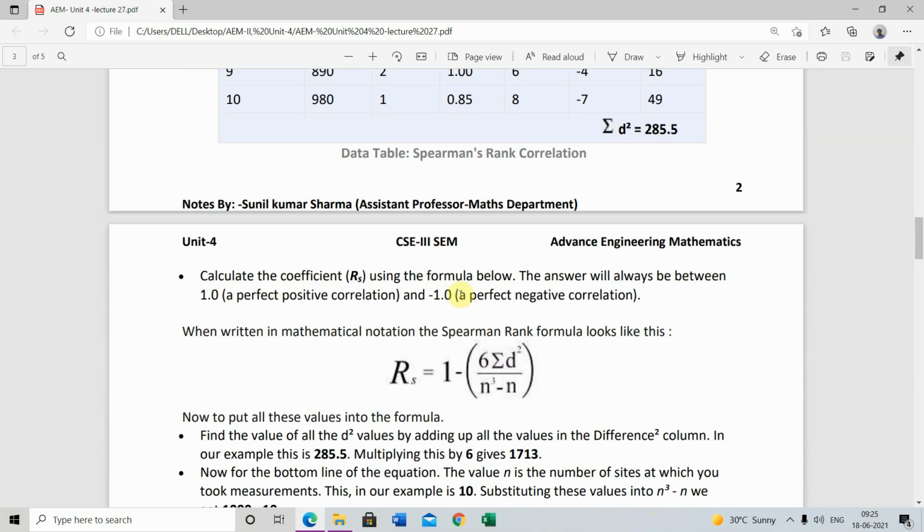Calculate the correlation Rs using the formula below. The answer will always be between 1.0, a perfect positive correlation, and minus 1.0, a perfect negative correlation.